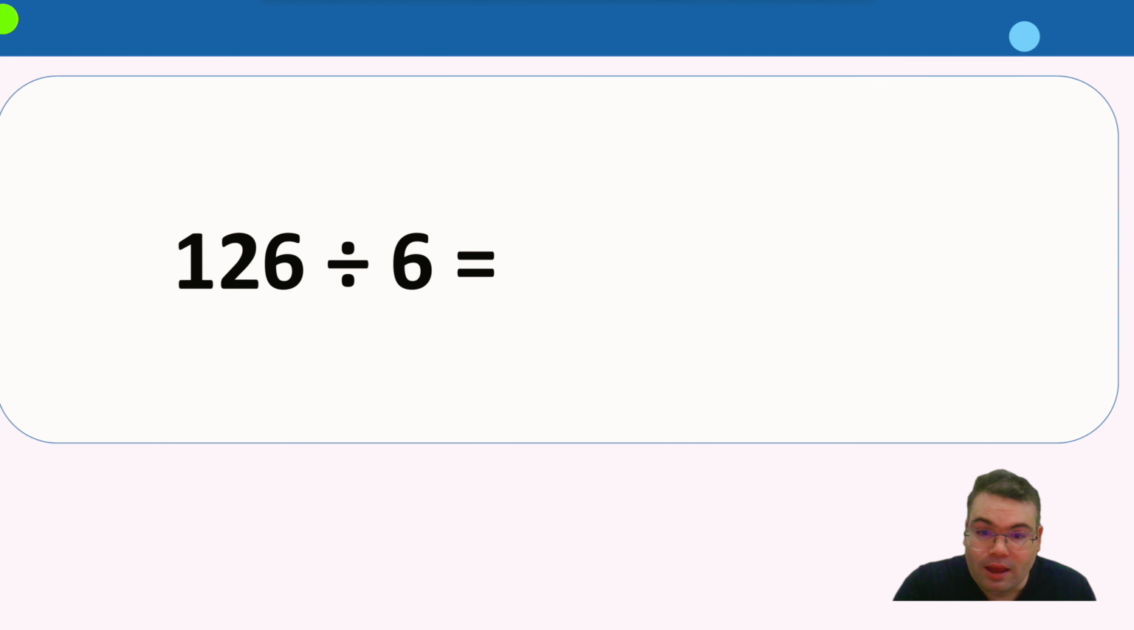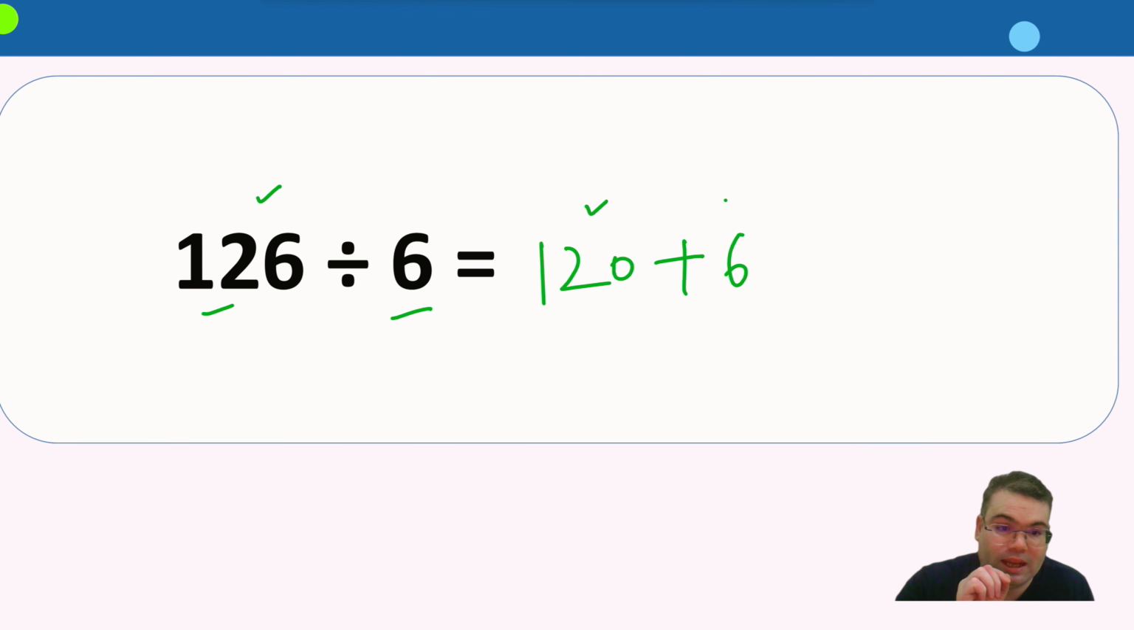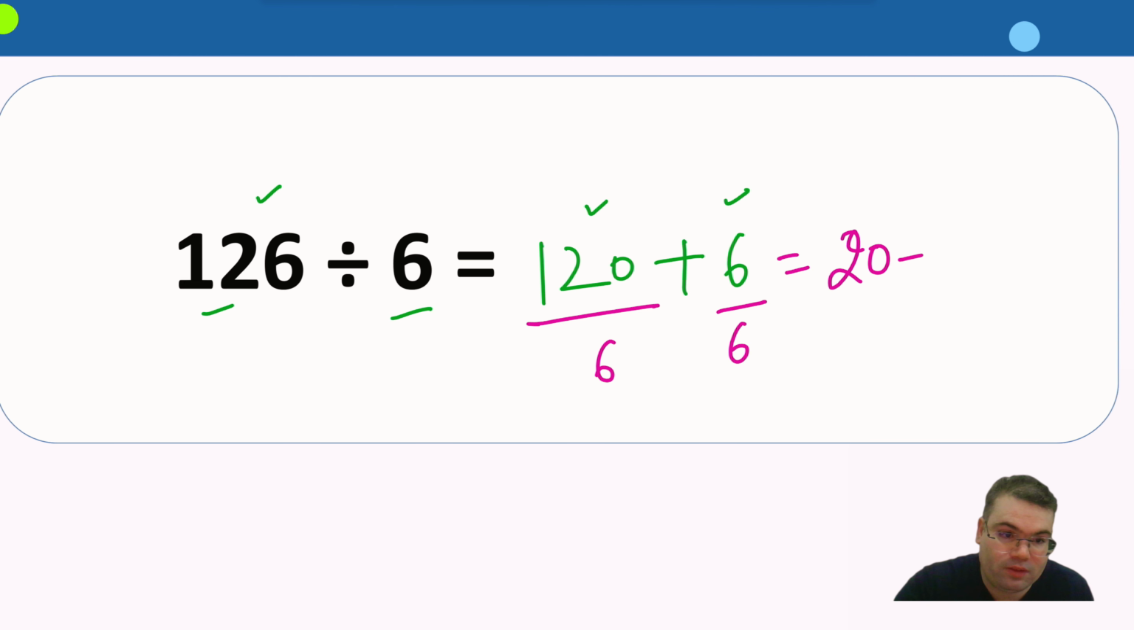So this is the next question. Let's just see. 6 times 2 is 12, right? So 6 times 20 is 120, right? So let's break 126 as 120 plus 6. Here both 120 and 6 are divisible by 6. Now just divide by 6 separately. 120 divided by 6 is 20 and 6 divided by 6 is 1. So 20 plus 1 is 21.